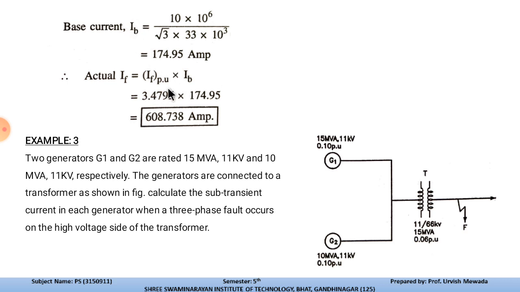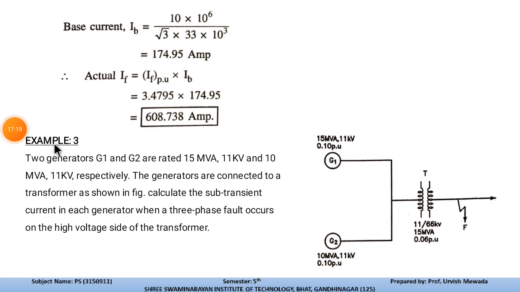So IFPU is 3.4795 and I base is 174.95. When we multiply both together, we will have the actual fault current, or we can say the combined effect of the fault, after the fault takes place at point P as well as point Q. So the magnitude of the actual fault current is 608.738 ampere. This is the actual fault current that we can determine from the given system.